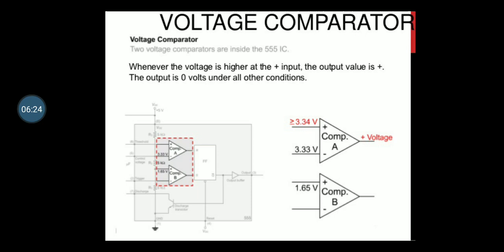We have two voltage comparators inside the 555 IC. Whenever the voltage is higher at the positive input, the output is positive. The output is 0 volts under all other conditions. So this is the upper comparator and this is the lower comparator; for a 5 volt supply, here it is 3.33 volts, here it is 1.65 volts.